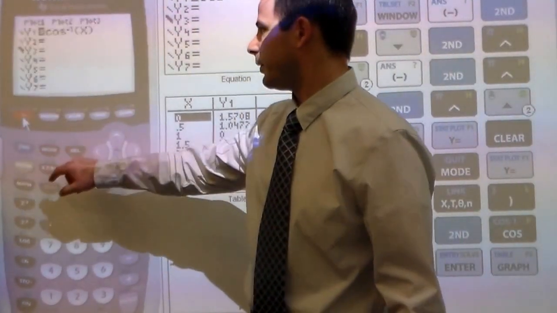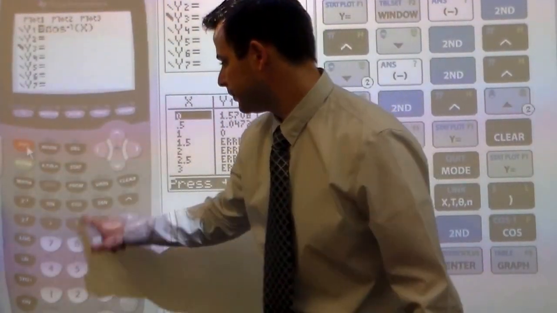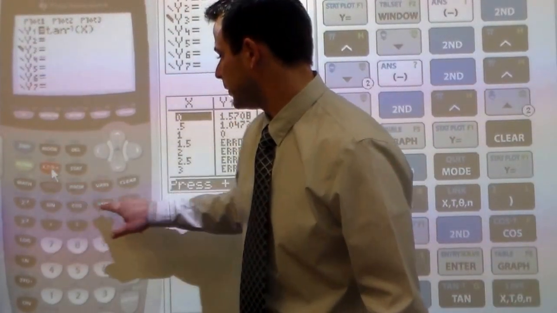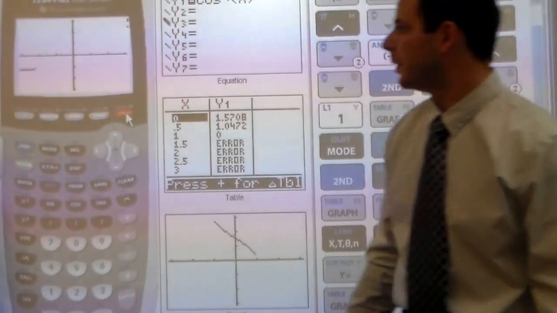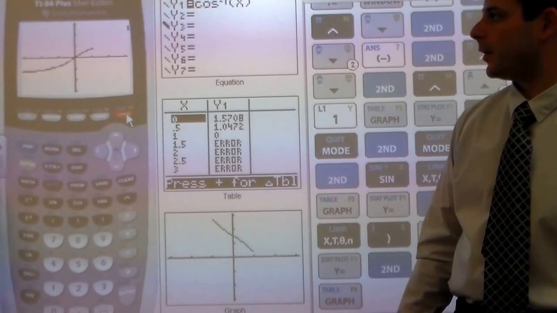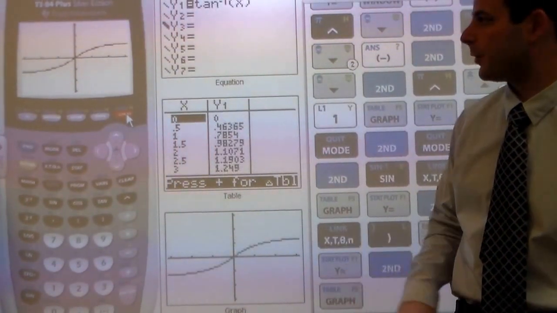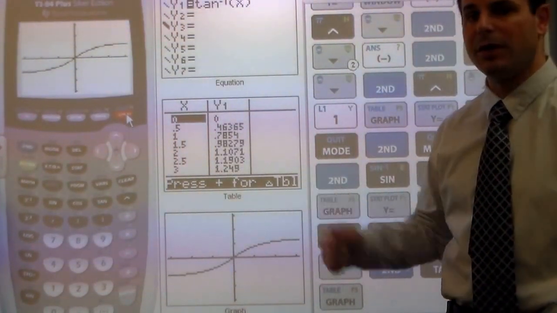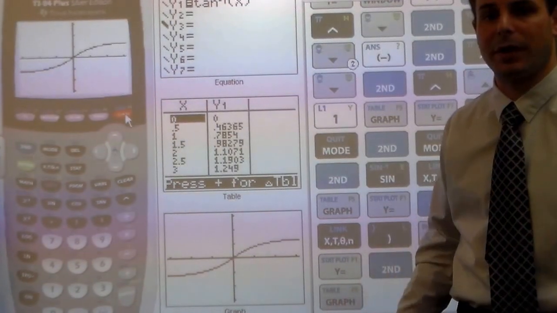And you could also graph arctangent of x. And there we go. So it's an easy way to draw a difference. If you're given the graph, then you could easily determine its equation by plugging into your calculator.